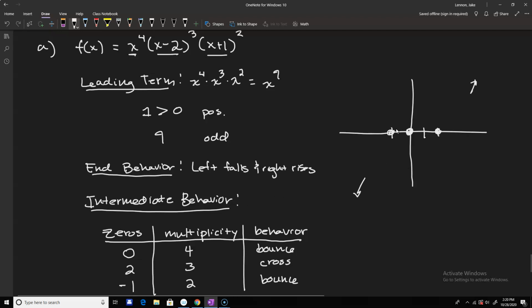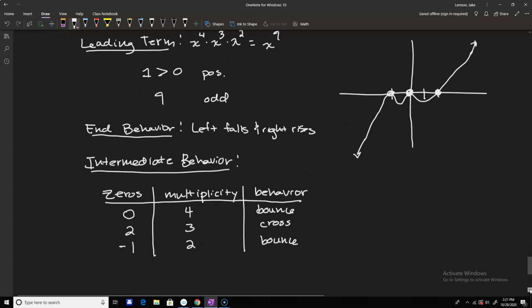We first go to negative 1, and it tells us to bounce off of negative 1. So we come up to here and bounce off. Then 0 tells us to bounce off as well. And for the 2, it tells us to cross. So we cross and connect to the other arrow. That is pretty much a sketch of this graph. That's how we connected the intermediate behavior and the end behavior to draw that graph.